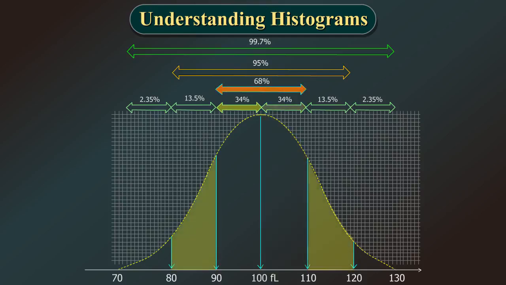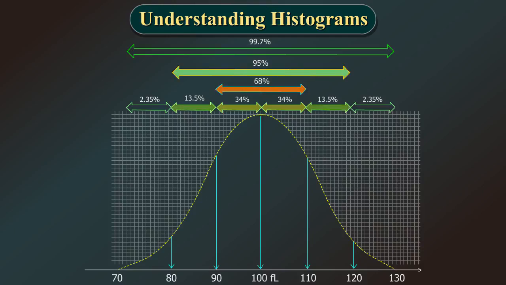Next, 270 in the second SD, that is 135 between 80 and 90 FL and 135 between 120 and 110 FL, amounting to 68% plus 27%, which is equal to 95%. Next, 47 cells in the third SD, that is 23.5 cells between 80 and 70 FL and 23.5 cells between 130 and 120 FL, now amounting to 68% plus 27% plus 4.7%, which is equal to 99.7%.